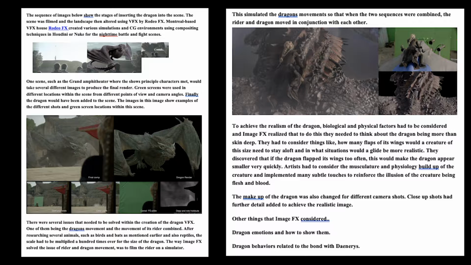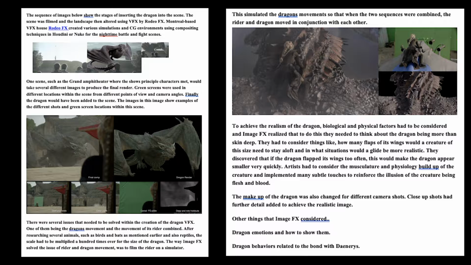The way Image Engine solved the issue of the rider and dragon's movement was to film the rider on a simulator. This simulated the dragon's movements so that when the two sequences were combined, the rider and the dragon moved in conjunction with each other. To achieve the realism of the dragon, biological and physical factors had to be considered.